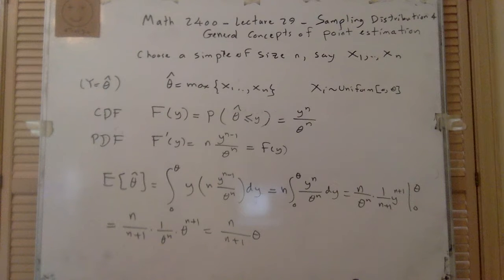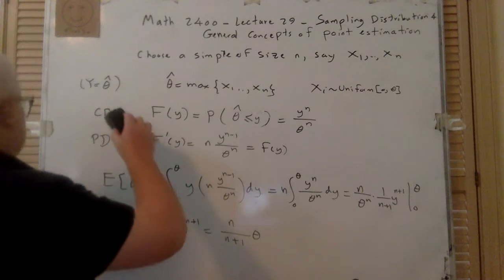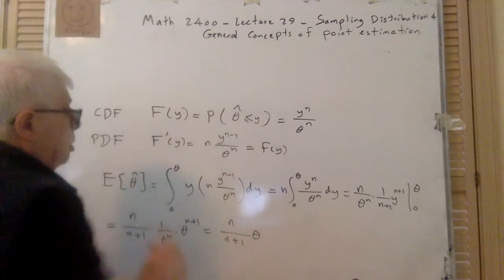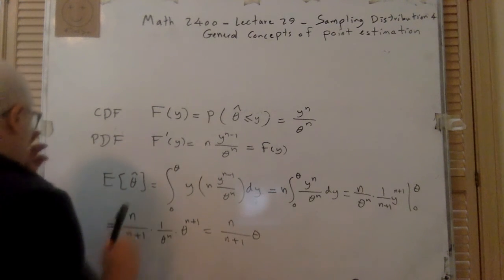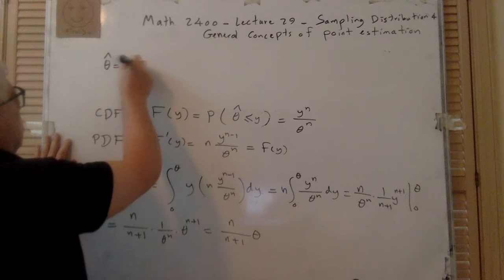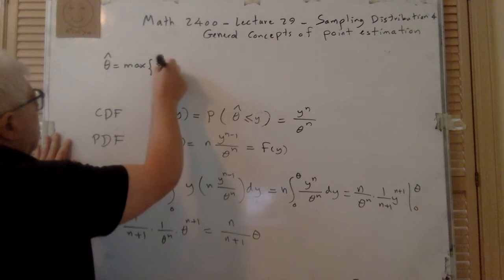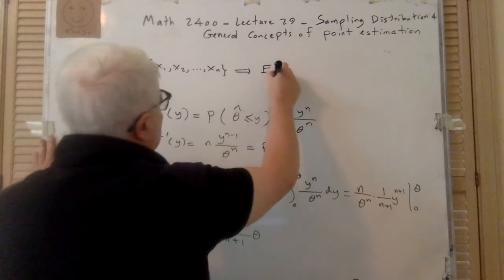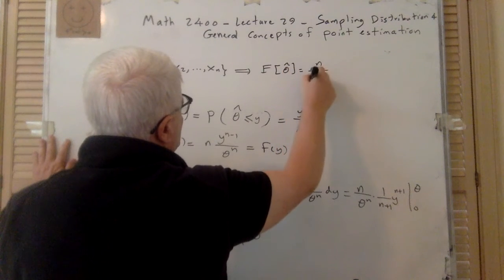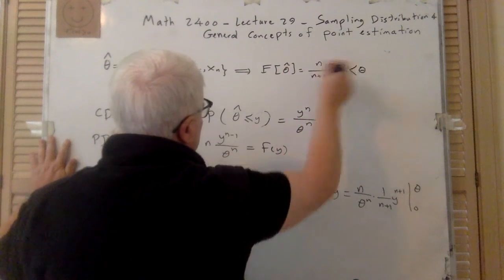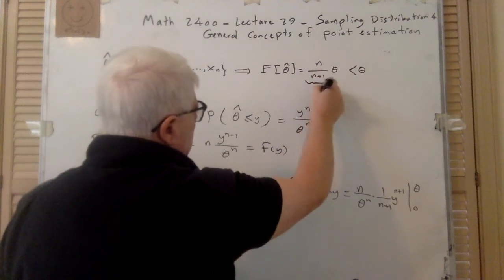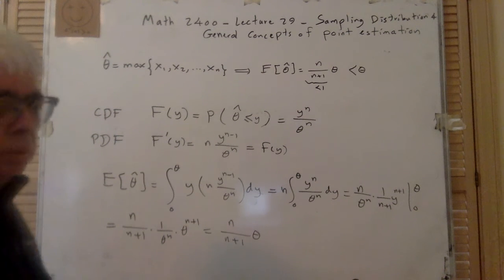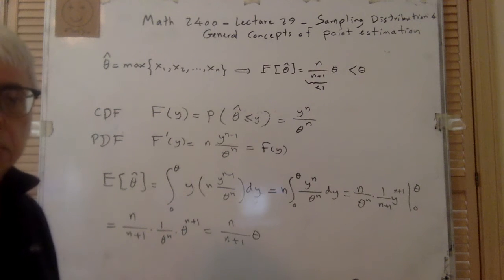So let me write it up here. We found that this theta hat, which we said is the maximum of the x_i's, has expected value in fact n over (n+1) theta. And this is less than theta. Why? Because this number is less than 1. So it is not, in fact, the same as theta.